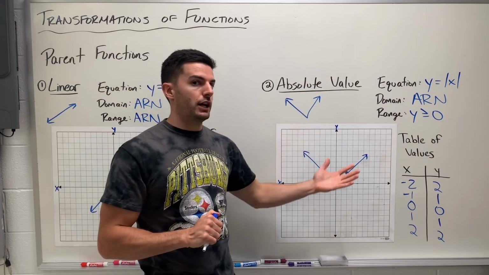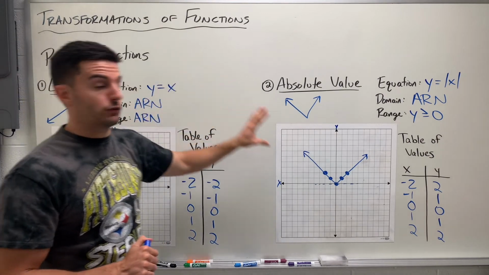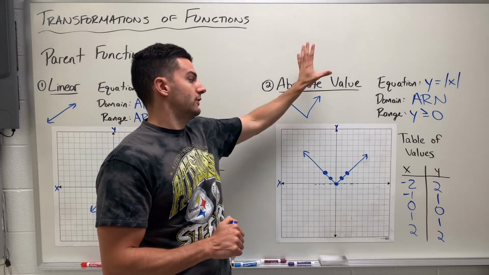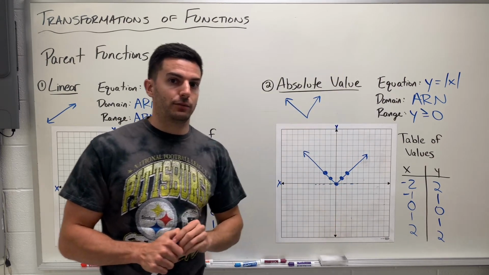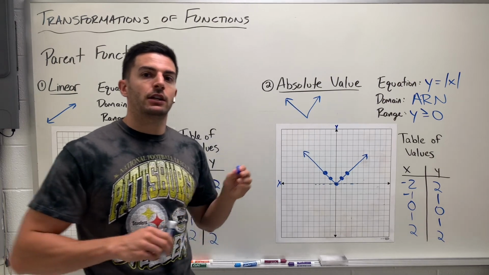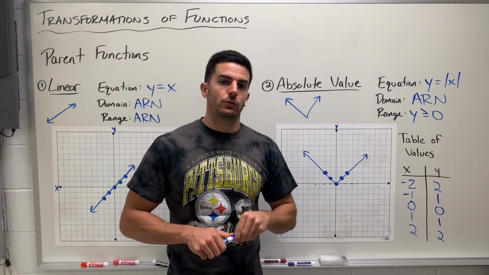And that range can change depending on if we transform this function or if we shift it around a little bit, but that's the characteristics of the parent function of an absolute value, kind of what the standard absolute value graph looks like, okay? So that's the first two. Let me erase this and we'll do 4 more.